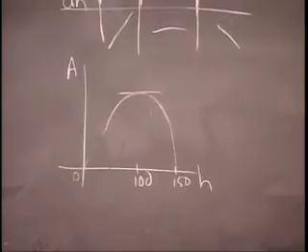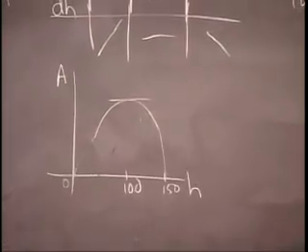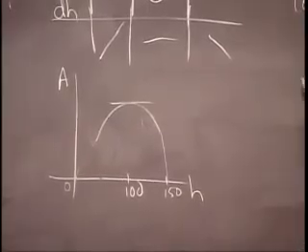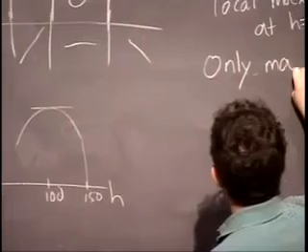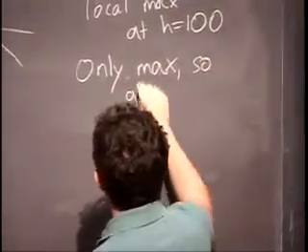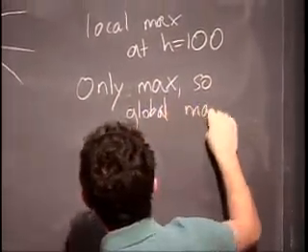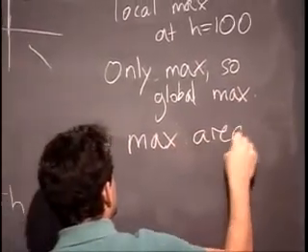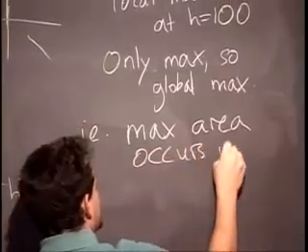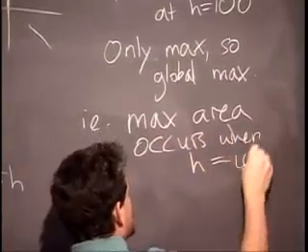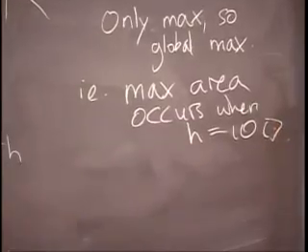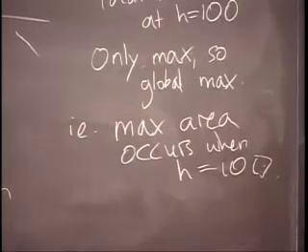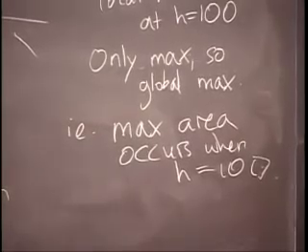Once we've found the only maximum, and we've seen that it is a maximum, which is why it's really important to do this table, then we can confidently conclude: only max, so it's the global max as well, the absolute maximum, i.e. maximum area occurs when h equals 100. So that's step 6. So I'll stop writing down the steps. You can put them in.